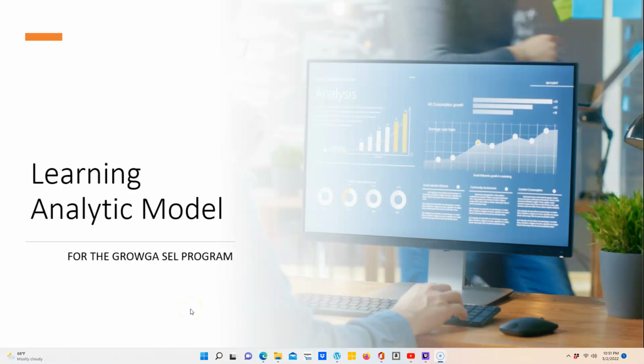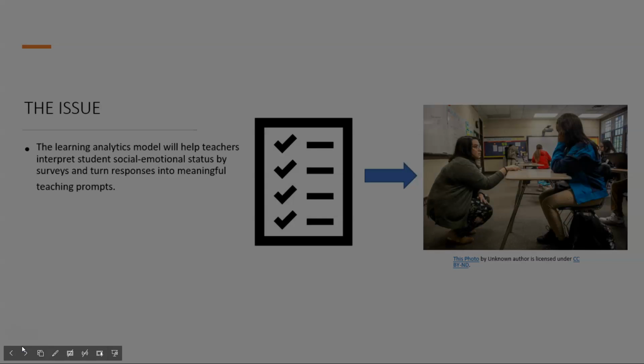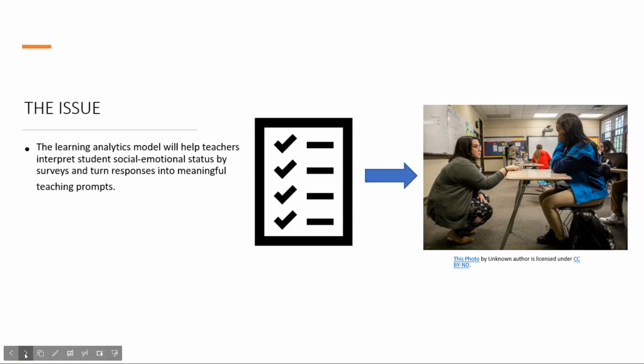Welcome to the presentation on the Learning Analytic Model for the GROGA Social Emotional Learning Program. So the issue is, how do we find out the social emotional status of each student who's returning back to school, especially at the younger ages between K through 8th grade? And we're going to do these surveys without the use of computers.